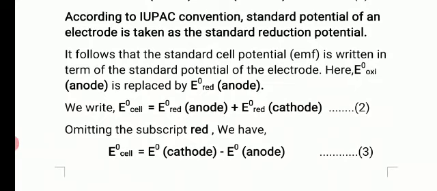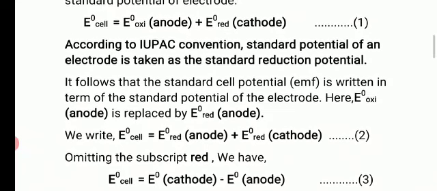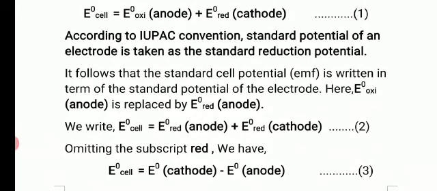Okay, so here according to IUPAC convention, standard potential of electrode is considered standard reduction potential. So here we replace the oxidation, OXI, with RED. So here we get equation 1 changed to equation 2, that is E naught cell is equal to E naught of reduction of anode plus reduction potential of cathode. So anode and cathode are done. Now finally here, the RED subscript we will omit. So here we can write the equation third, and this equation third is the final equation. Okay, E naught cell is equal to E naught of cathode minus E naught of anode.